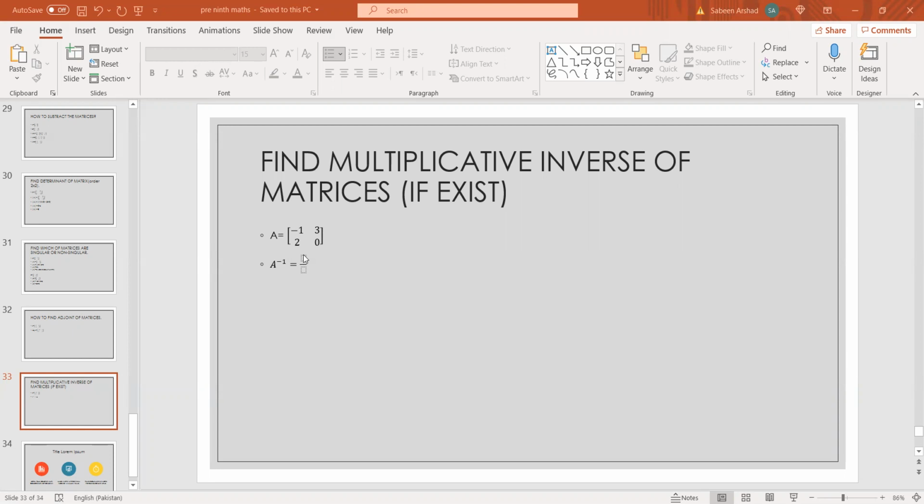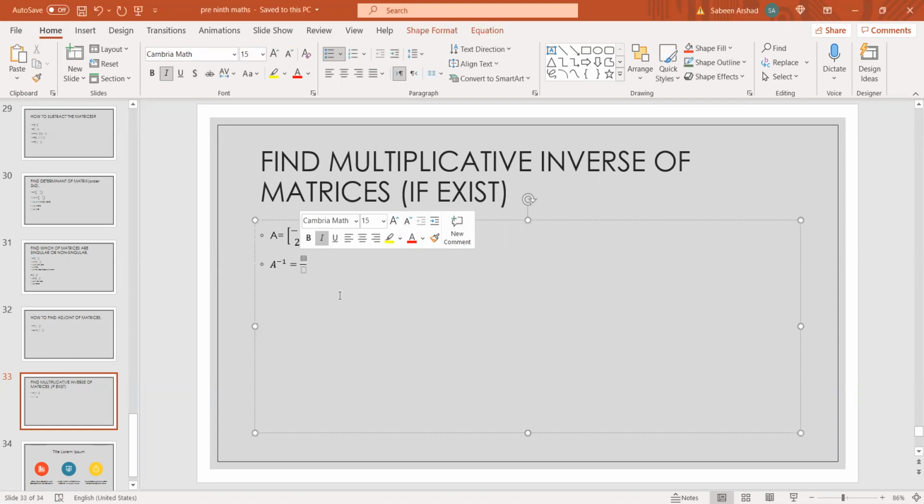First of all, let me write the formula. When you take the multiplicative inverse, simply put a minus 1 here. This is a way to write the sign of multiplication in terms of matrices. This multiplicative inverse is equal to the adjoint of matrix A divided by the determinant of matrix A. The name of this matrix is A, so I have to write A inverse here.